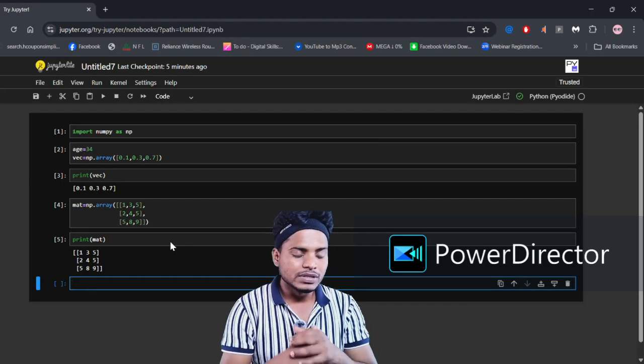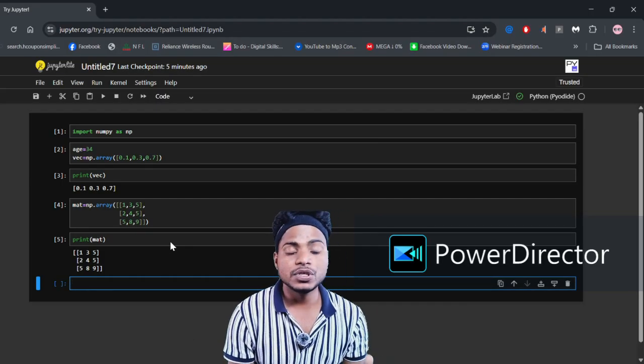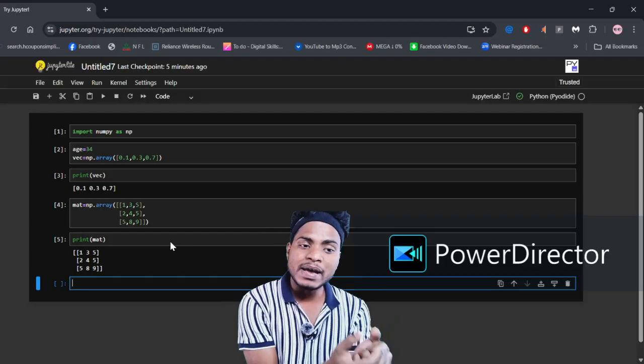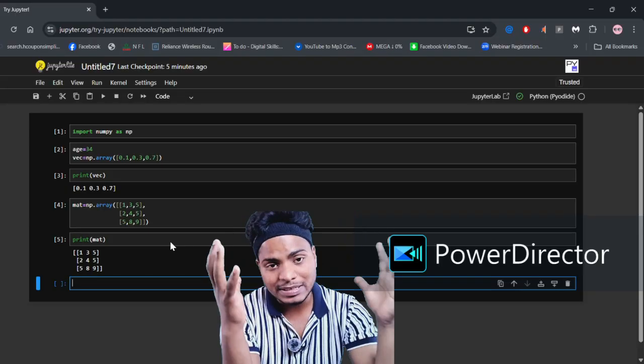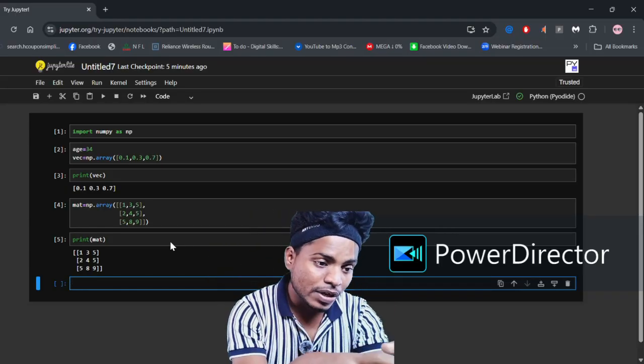Okay, so that's all for today. This is how you can combine the maths and the deep context of AI and coding simultaneously.